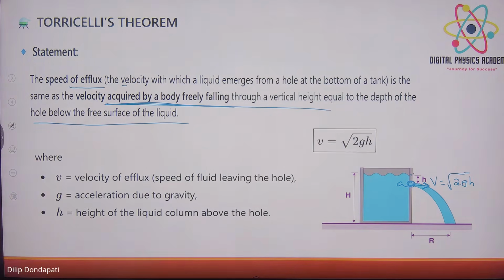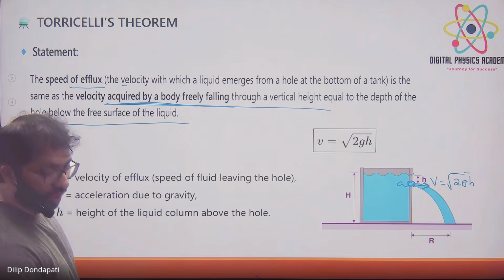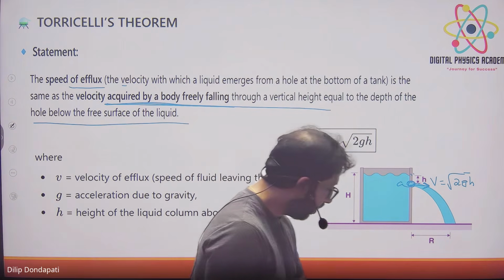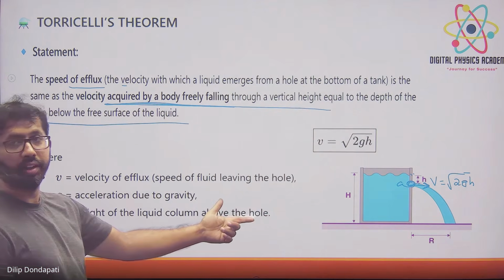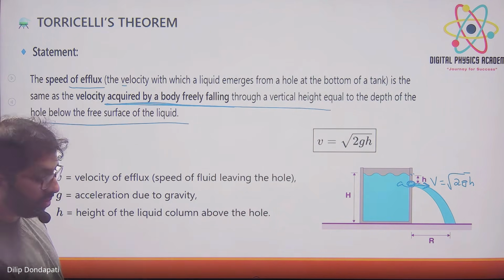देखो, this is a formula, v equal to under root 2gh. Velocity of efflux बोलते हैं, speed of the fluid leaving the hole, g acceleration due to gravity, h height of the liquid column above the hole. Here now all the things we are calculating, मतलब range भी calculate करेंगे, maximum range भी calculate करेंगे. Everything will calculate. Copied?